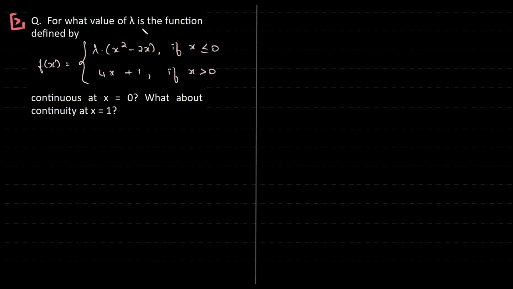For what value of lambda is the function defined by this particular set of expressions continuous at x equal to 0? What about the continuity at x equal to 1? So they're asking us to check the continuity of the function and also find the lambda. For what value will the function become continuous?